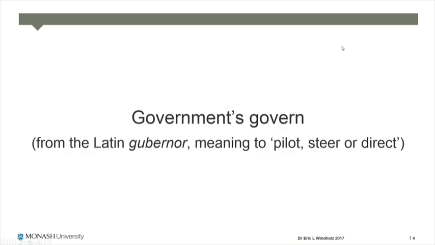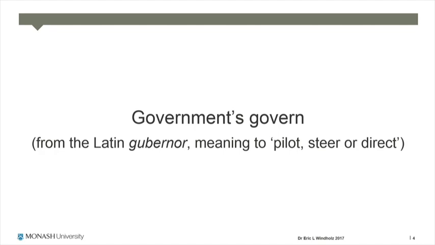Governments govern. Both words derive from the Latin gubernor, meaning to pilot, steer, or direct. Understood in this manner, governance is the manner, method, or system by which a particular society is steered or directed, and government is the set of institutions that steer or direct, or coordinate the steering or direction of that society. However, this definition allows for great variation with respect to what should be steered or directed, for what purpose, and how. So let's pull it apart a bit.